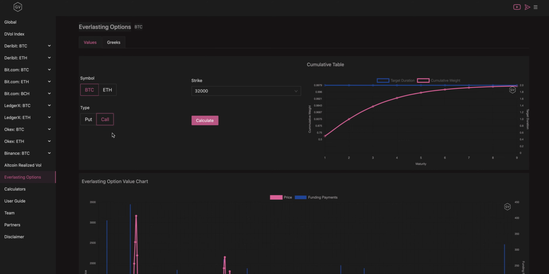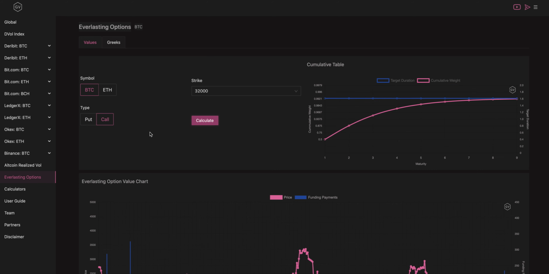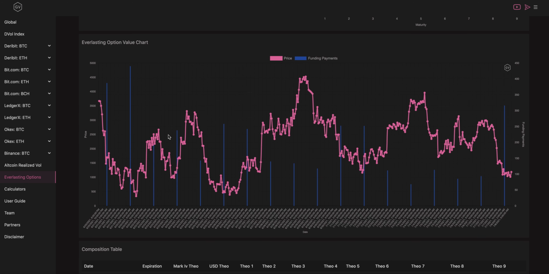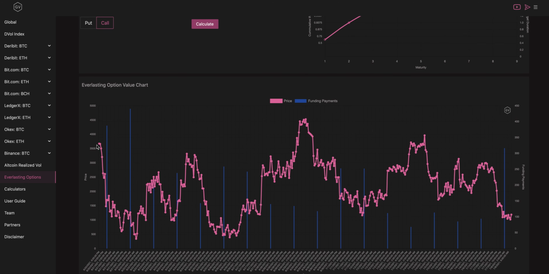We can go ahead and swap that for an everlasting call at a $32,000 strike price, and now we get the mirror image. While that everlasting put was rallying, the call was losing a lot of value. You can see that the call endured a similar payment, $440, but had a price of $341. And then as Bitcoin rallied back near the end of June, this everlasting option rallied all the way up to $4,500.